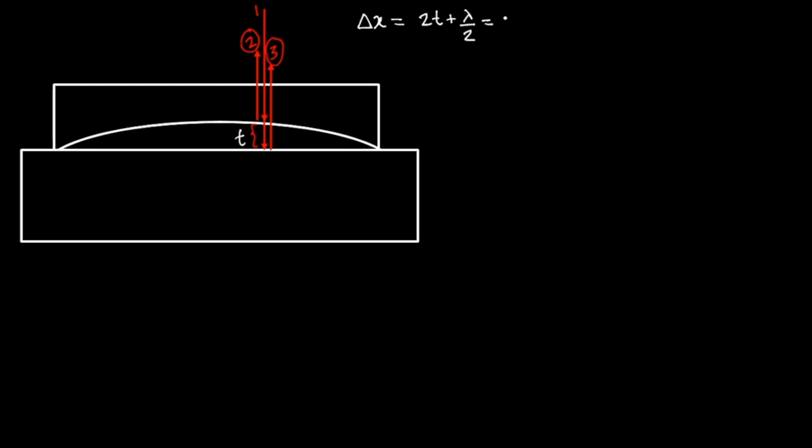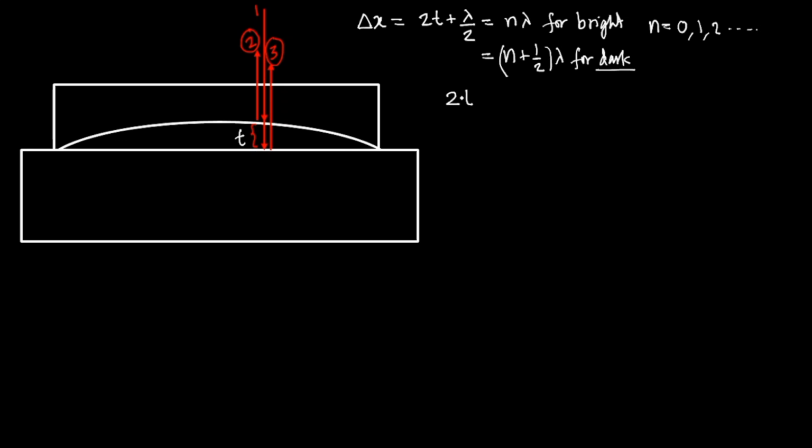And we know it should be n lambda for a bright fringe, as it is constructive interference, and it is (n plus half) lambda for a dark fringe, destructive interference, where n is any integer 0, 1, 2, which defines the order of the bright or dark fringe. Now let us focus on the dark fringe. So for the dark fringe, lambda by 2 cancels and you get 2t equals n lambda.